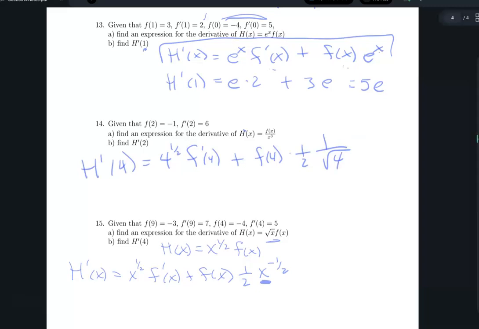That's an extra thing. Okay, so now let's plug in our information. So I get 4 to the 1/2, that's 2, and this would give me a 5, plus f of 4 gives me a negative 4, and then these two things give me a 1/4. So I'd get 10 minus 1, and that would be 9.